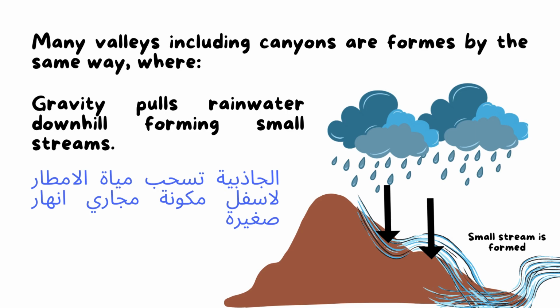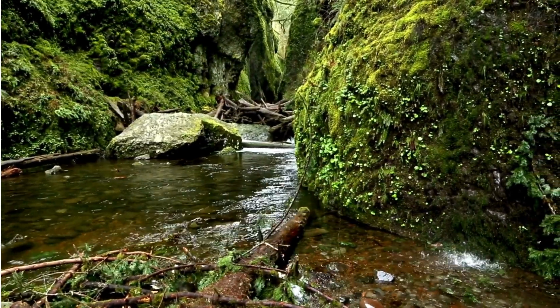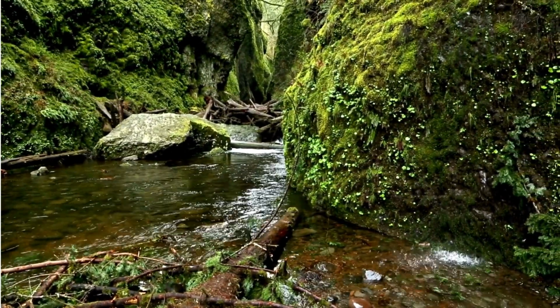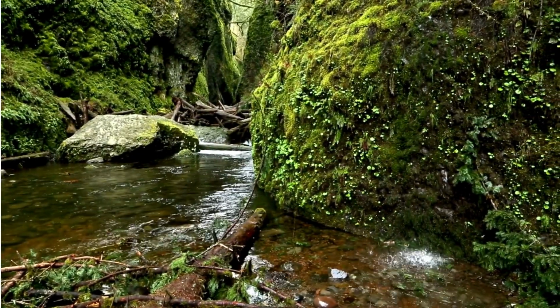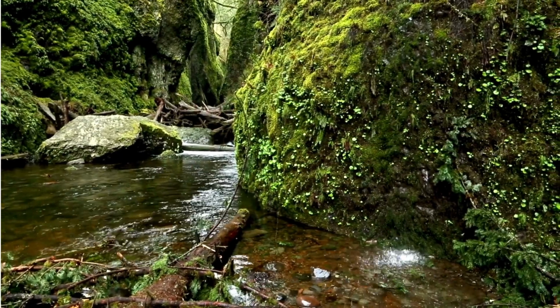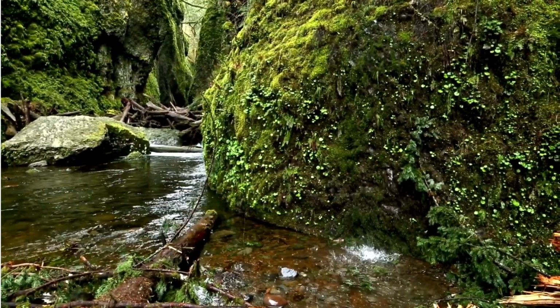As for gravity, you know that gravity pulls everything downward, toward the Earth's surface, toward the ground, okay? So gravity pulls the rainwater downhill, forming small streams, okay? Streams, you know, are like small rivers, small flowing water bodies, okay? So these streams cause what? Causes weathering and erosion for this landform.